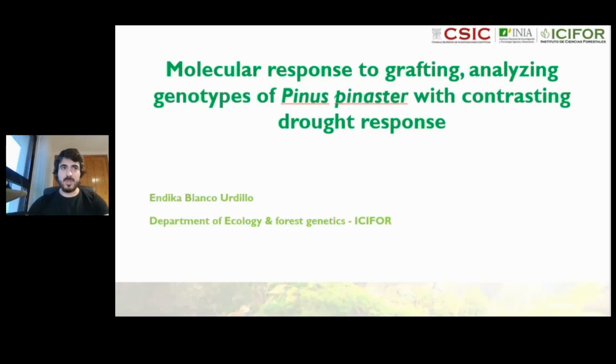In this case, Pinus pinaster, to which the effect of water stress and the communication of this response between organs, for which grafting is a key methodology that we use. However, my PhD is focused on improving the understanding of the response of Pinus pinaster to the stimuli of grafting.